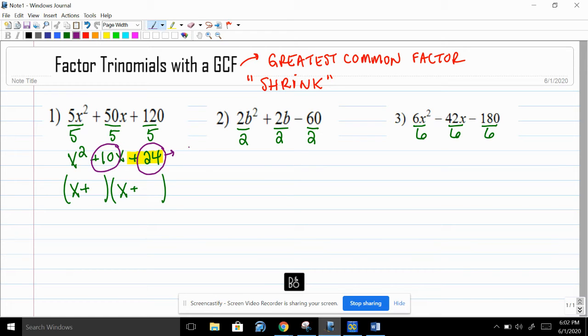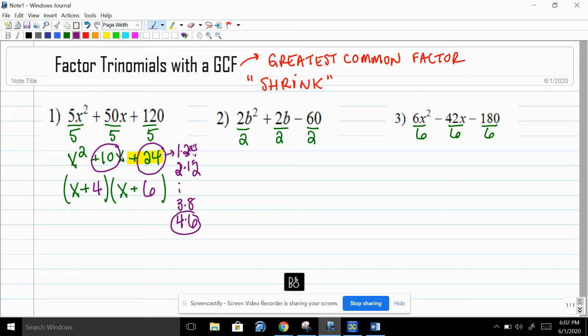If you listed out your pairs, you would have 1 and 24. I'm having a little trouble with my pen here. 1 and 24, 2 and 12, 3 and 8, and 4 and 6. I know it's a little sloppy, guys. Sorry, my pen's acting up a little bit, but I have 1 and 24, 2 and 12, 3 and 8, 4 and 6. Hopefully you recognize that 4 and 6 is the combination that works. So it's going to be x plus 4, x plus 6. Or if you flipped it around, x plus 6, x plus 4, either way is fine.